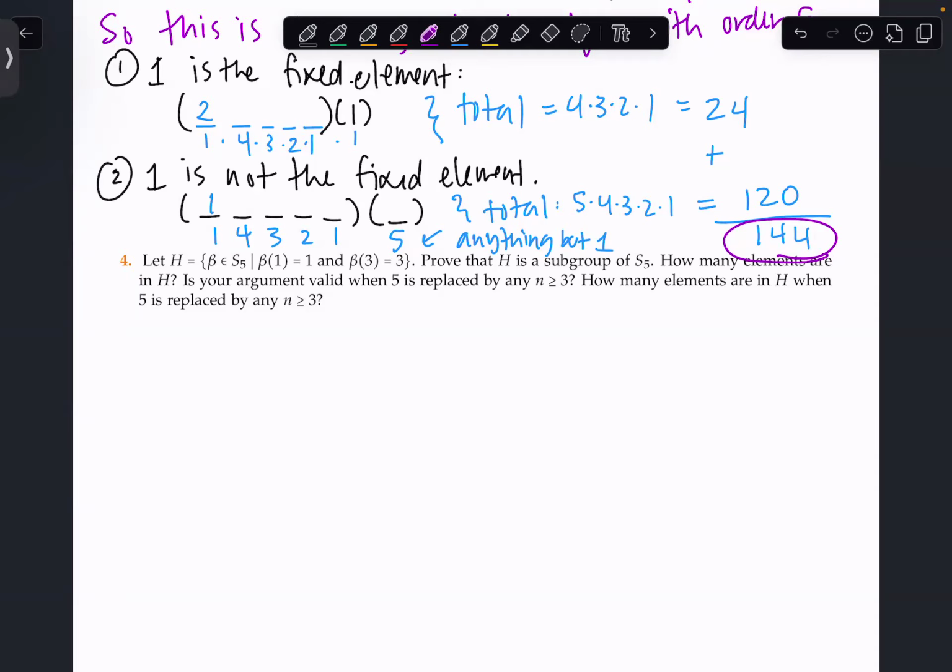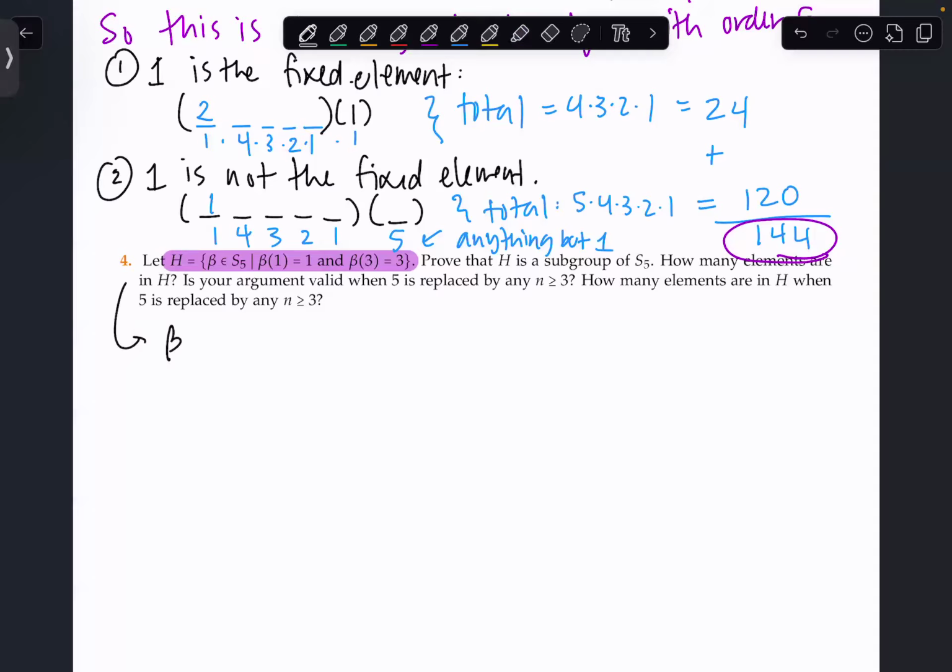I don't always have to write them in cycle notation. Lots of times this is more helpful. But here in particular, thinking about them as functions will give us all of the information. So let's look at our set H, it's taking the elements from S5. So bijections from 1 through 5 to 1 through 5.